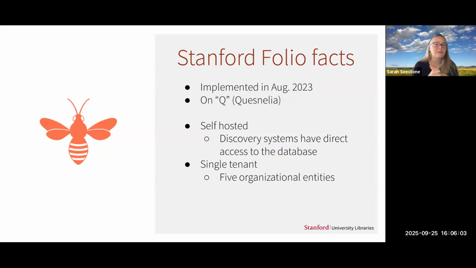The other thing that might be of interest is that we are single tenant, but we have 5 organizational entities. So there's the Stanford University Libraries, which covers most of those libraries, but we have administrative independence for our law library, business, medical library. But we're all in a single tenant. And so we do a lot of communicating and negotiating around settings.